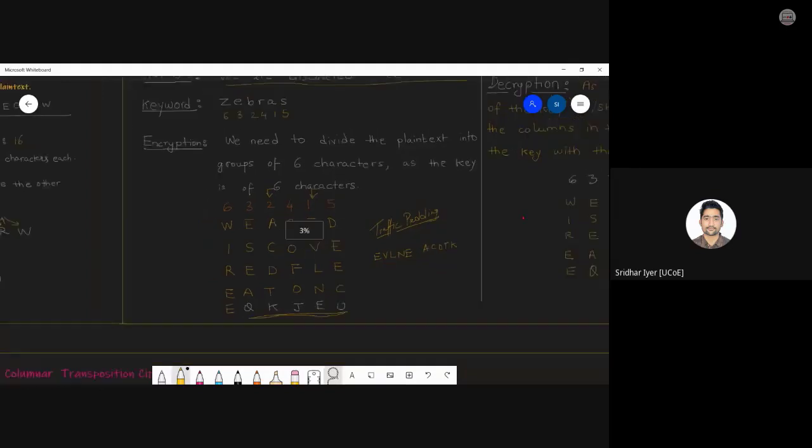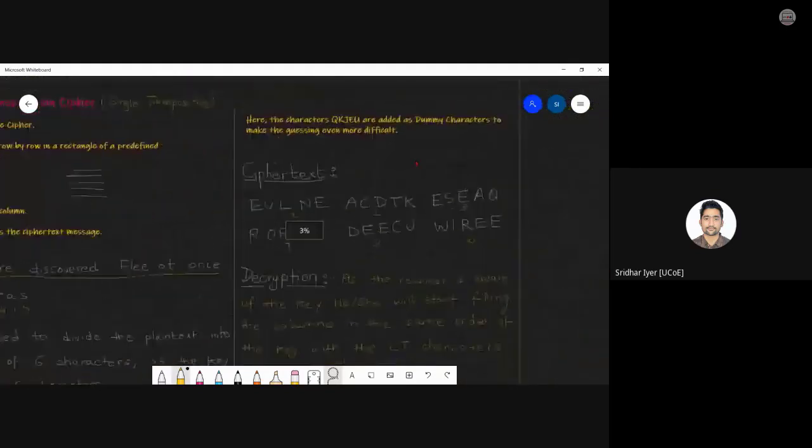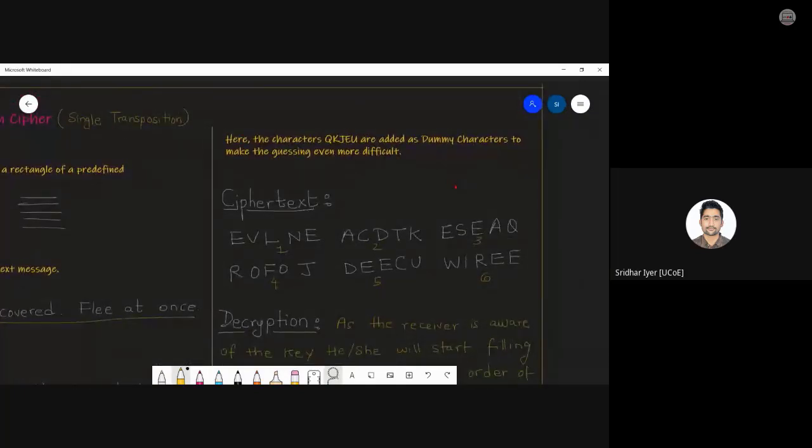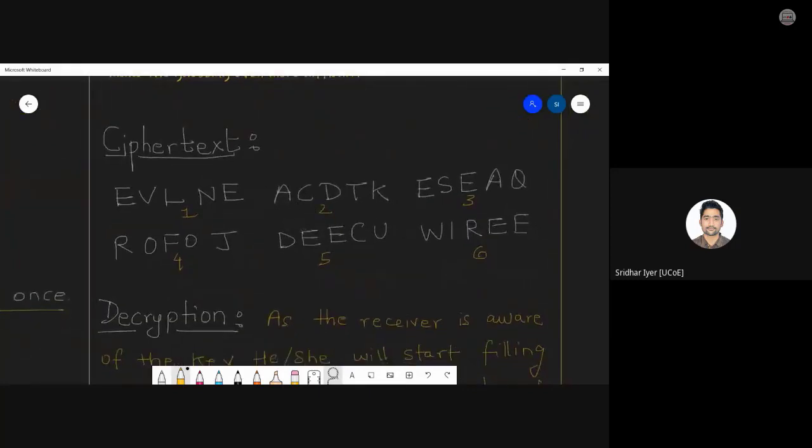Am I clear? Any doubt with this? That is what I have written over here. Here the characters Q, K, J, E, U are added as dummy characters to make the guessing even more difficult. So at the end, we will get the ciphertext as this.